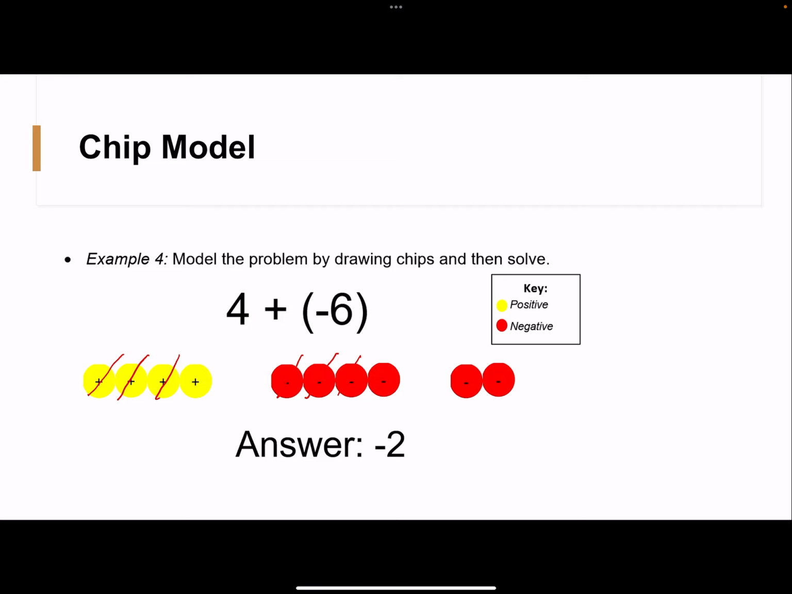And so we will teach students that zero concept, and we're going to cancel them out, and that leaves me with 2 red chips. And since red chips represent negative, my answer will be -2. This gives students a really good idea about knowing the difference between the positive integers and the negative integers, and just seeing a visual representation of what does it really mean to add -6.